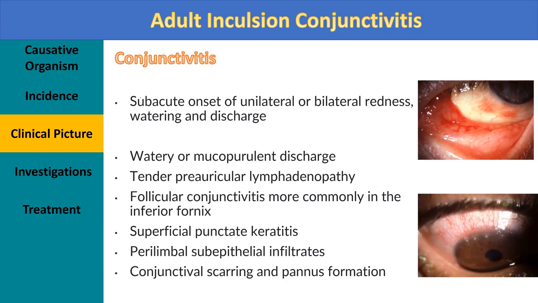There will be periauricular lymphadenopathy, and there is a follicular conjunctivitis, more common in the inferior fornix. There is variable keratitis that can range from superficial punctate keratitis to perilimbal subepithelial infiltrates, as I'm pointing to right now. There are also subepithelial infiltrates, conjunctival scarring, and pannus formation. So again, it is one of the diseases that will cause keratoconjunctivitis, affection of the conjunctiva and affection of the cornea.